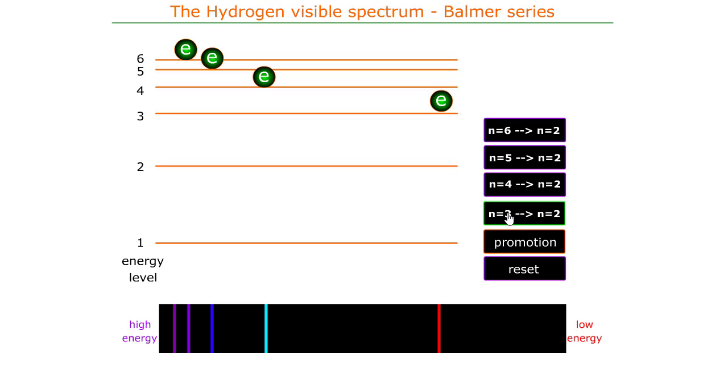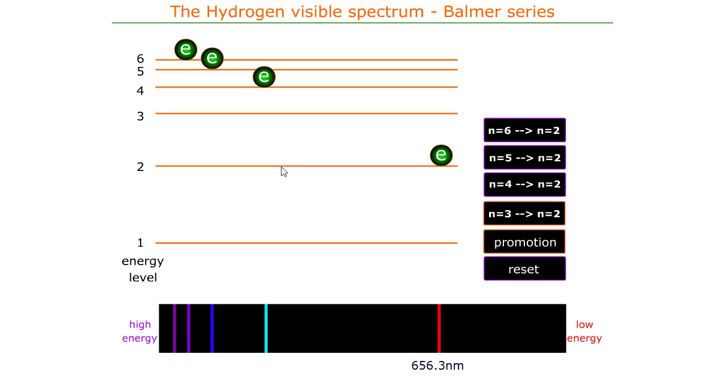So the first electron here we see at the n equals 3 level. If that relaxes down to n equals 2, it emits a photon of visible light, and as you can see here, that visible light has a wavelength of 656.3 nanometers. This appears on the black background as a red emission line.